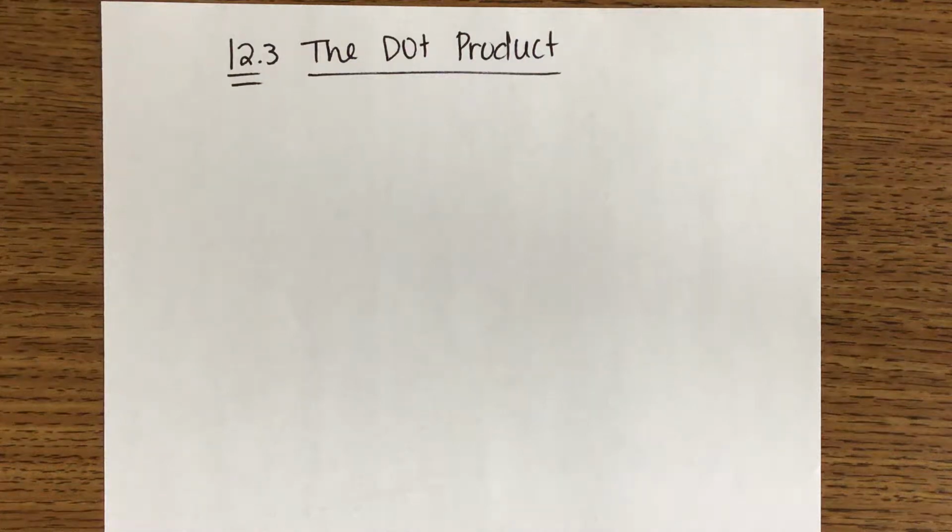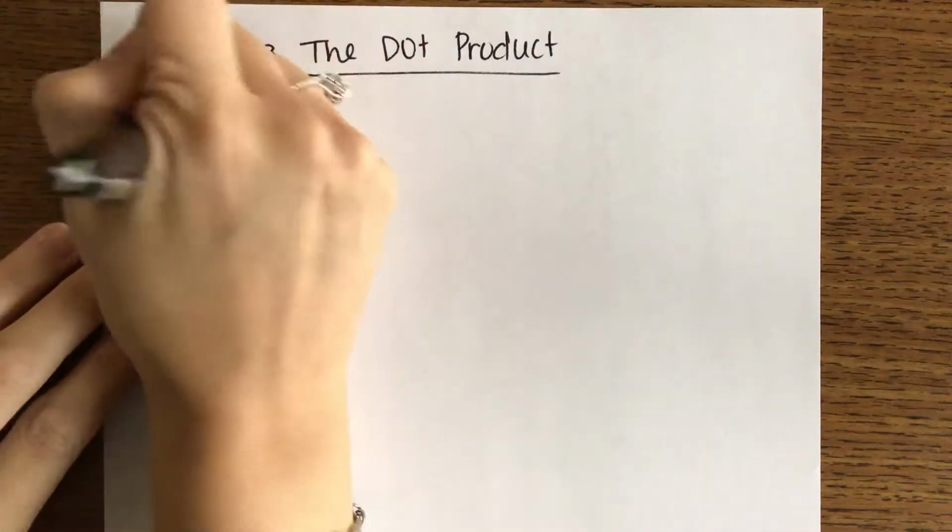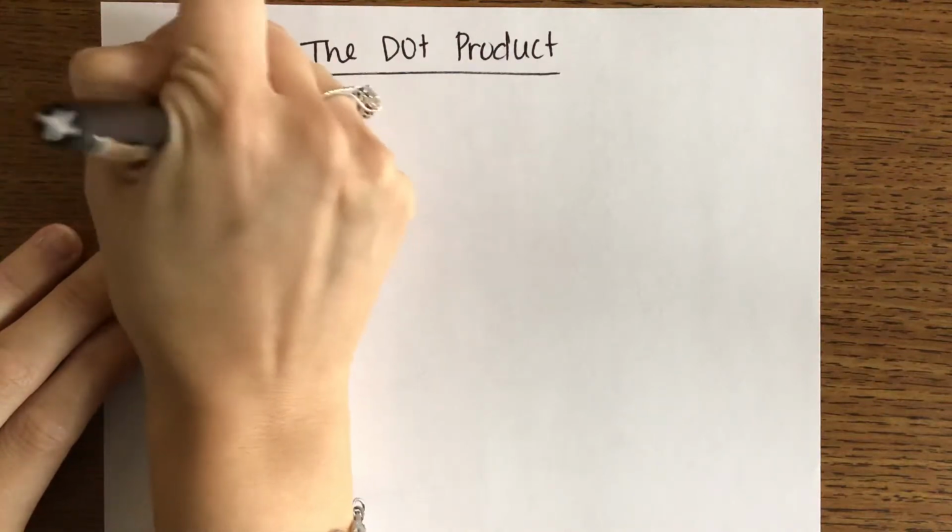This section and the next section. So it's not difficult, there's just a lot to remember. So we're going to start out with the definition, some properties, how to calculate the dot product, and then we'll look at some applications. So we're going to start right off with the definition.